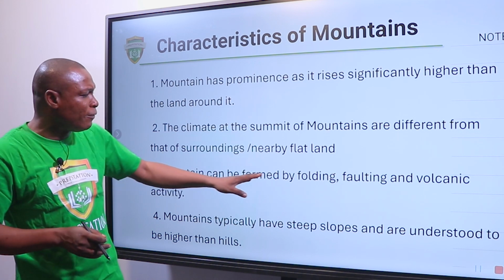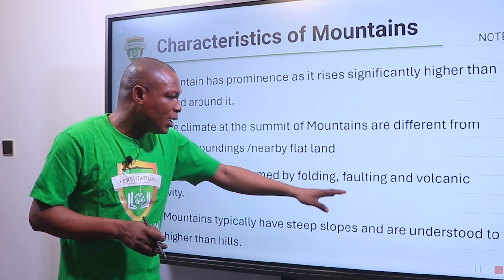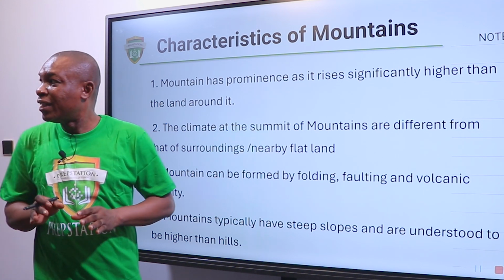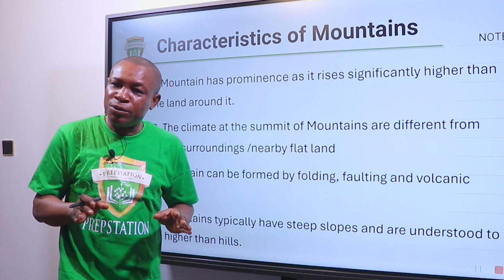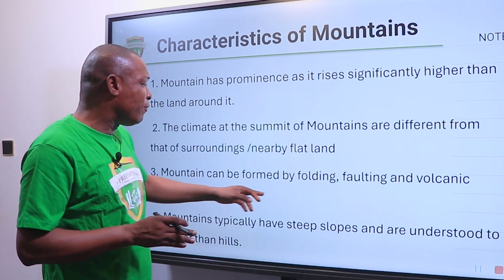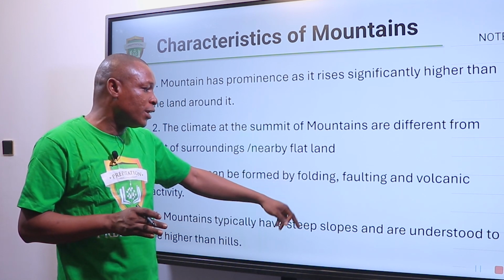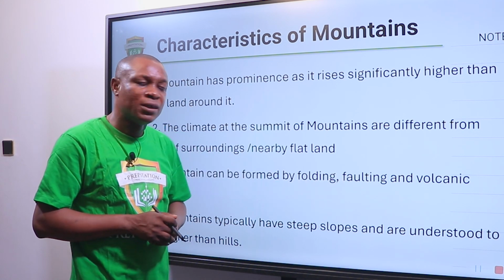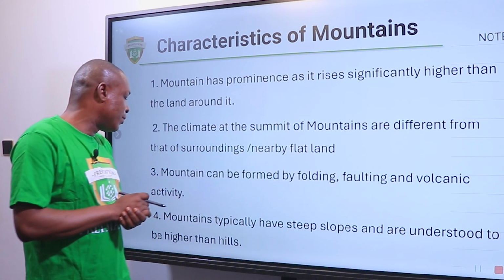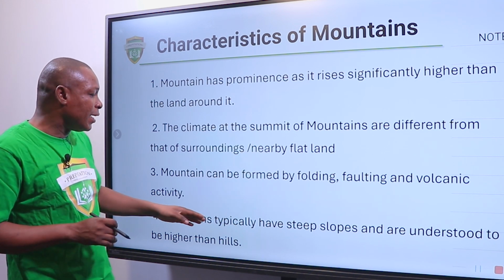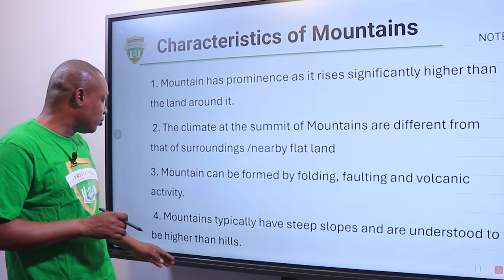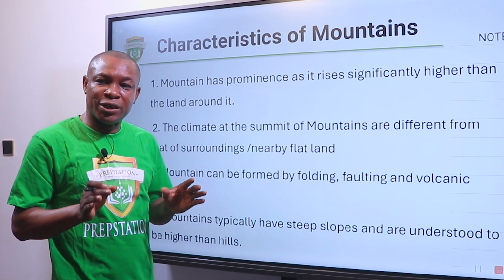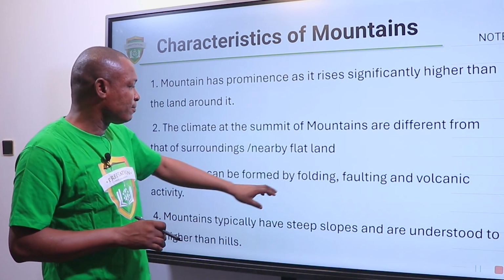Mountains can be formed by folding, faulting, and volcanic activity. So these are the various processes that are used to make mountains. Mountain can be formed by folding, we have fold mountain. It can also be formed as a result of faulting and volcanic activity. Mountains typically have steep slopes and are understood to be higher than the hills.